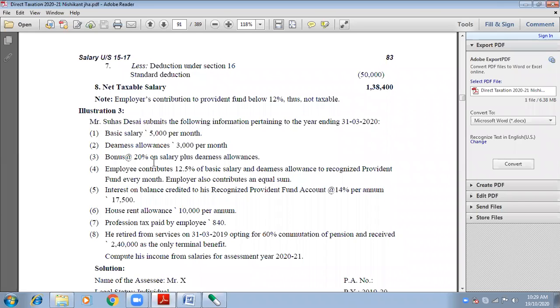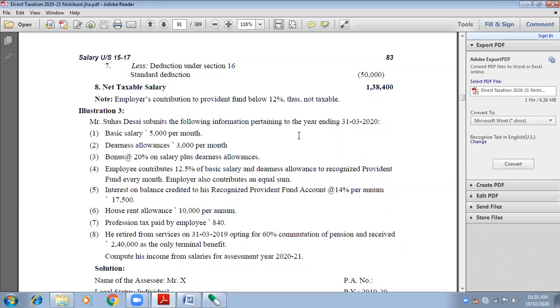What is the employer's contribution? It is 12% exempted. And what is interest? If you get interest on that RPF account, you get 9.5% as the exemption limit. So how will you write it? Can anybody tell me what will be the exemption limit here?